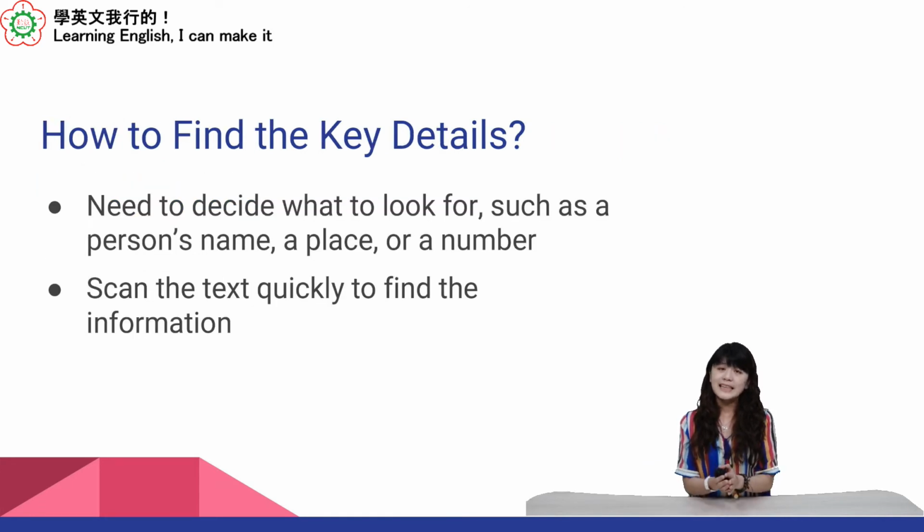How do you find the key details? To answer questions in a test, you often need to find specific details. Before you read the whole article, first you need to decide what to look for. For example, you might want to look for a person's name, a location, or a number. Once you know what to look for, you can scan the text quickly to find the information.